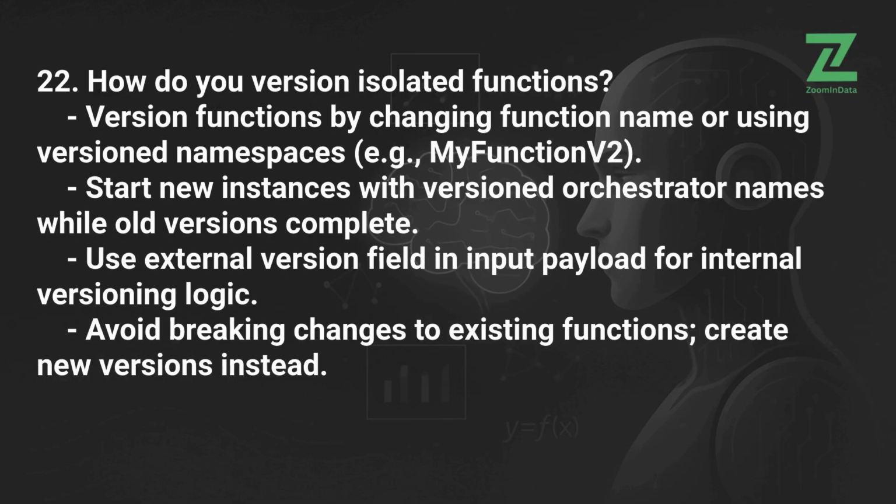22. How do you version isolated functions? Version functions by changing function name or using versioned namespaces, e.g., MyFunctionV2. Start new instances with versioned orchestrator names while old versions complete. Use external version field in input payload for internal versioning logic. Avoid breaking changes to existing functions. Create new versions instead.